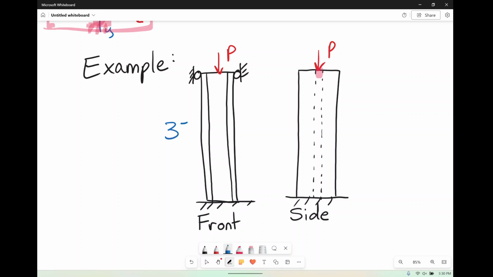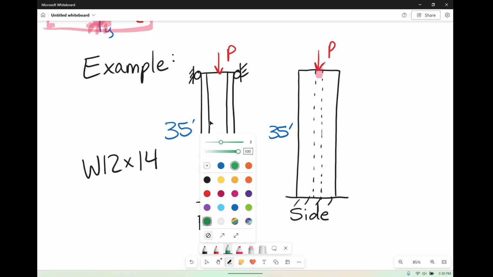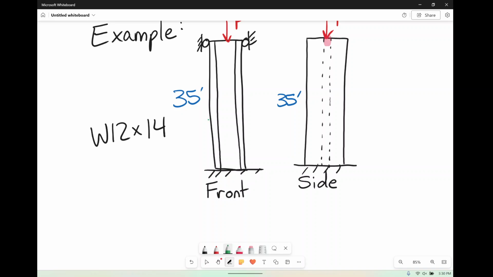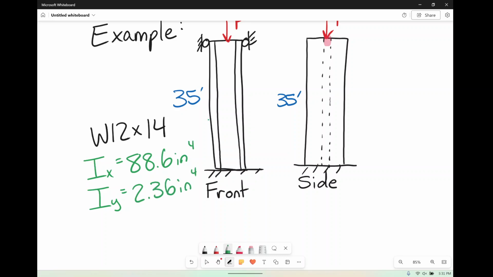No matter what, though, this column is going to be 35 feet tall. He's a pretty tall column. And the type of member we're going to have, we'll say he's a W12x14. We can go to Appendix B, where it has all of those properties laid out, and we'll get Ix for this as 88.6 inches to the fourth, and we'll read that Iy is a whopping 2.36 inches to the fourth.